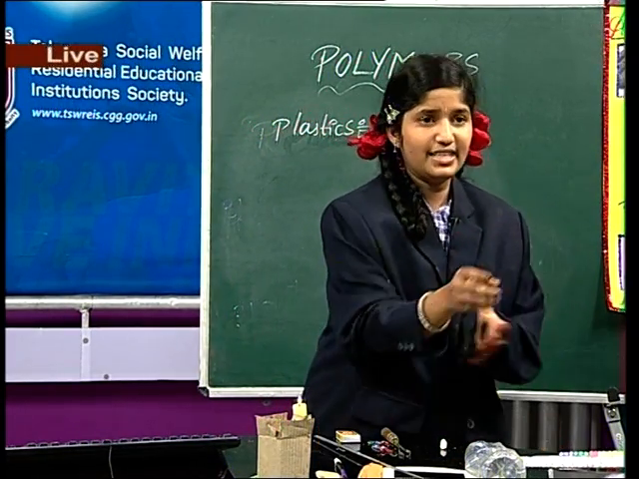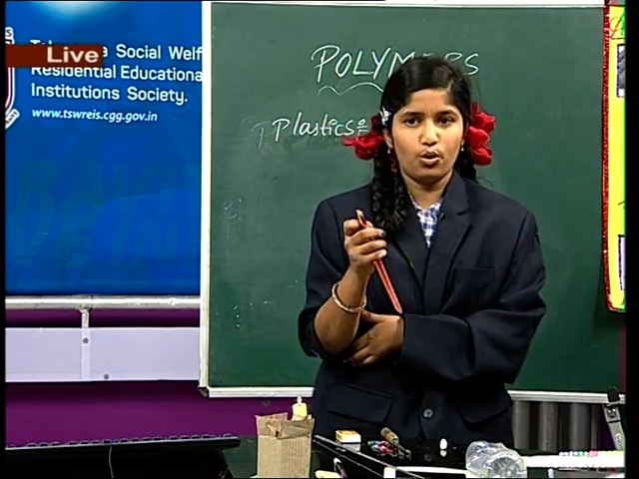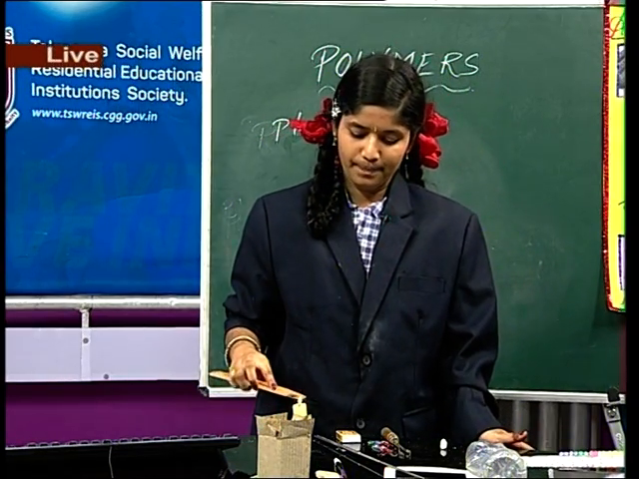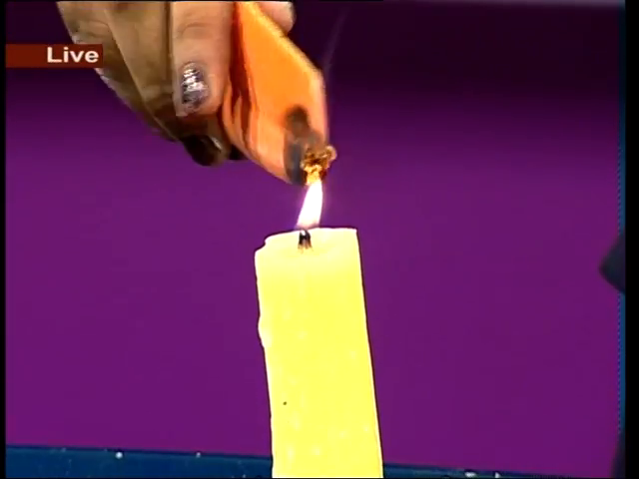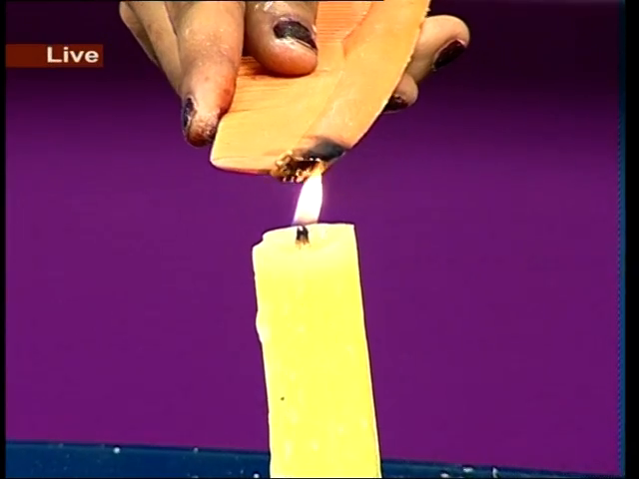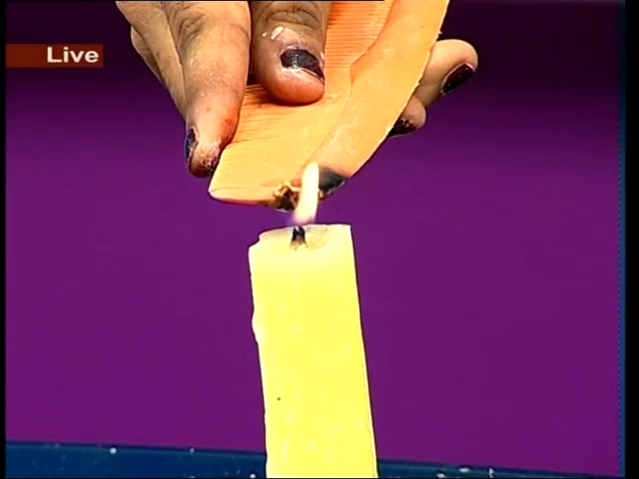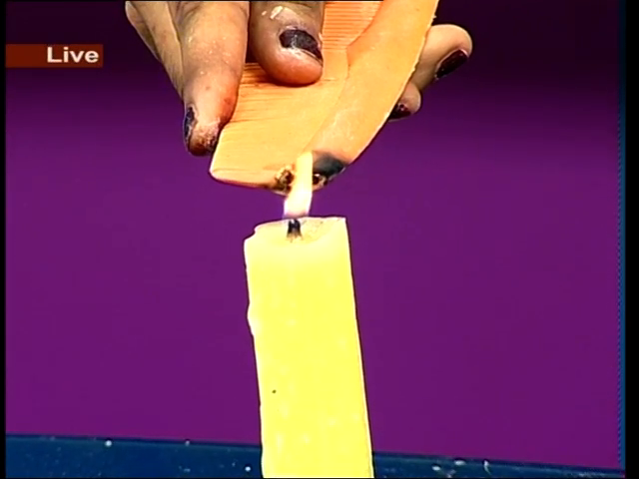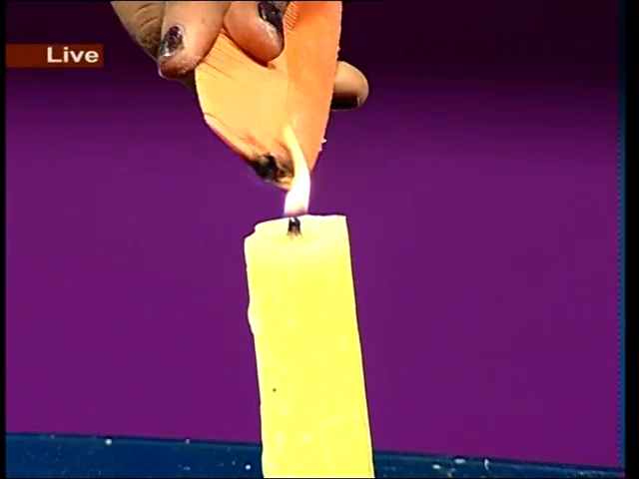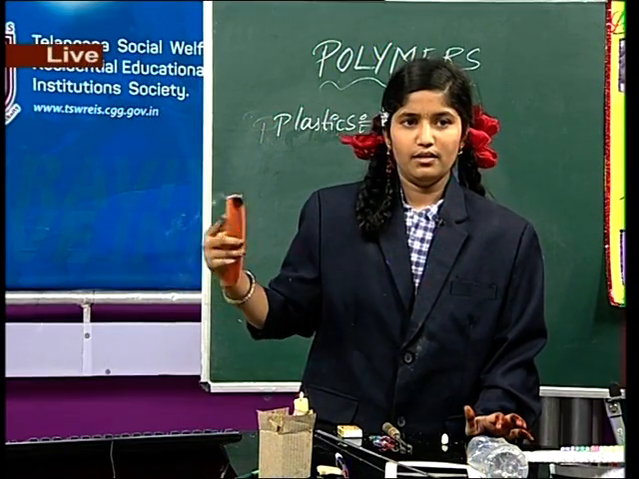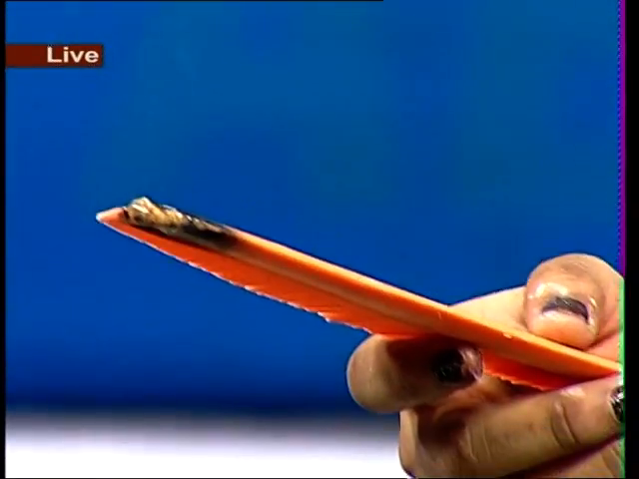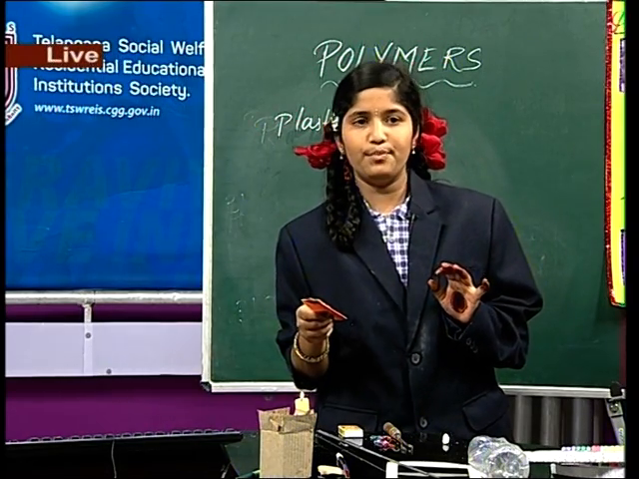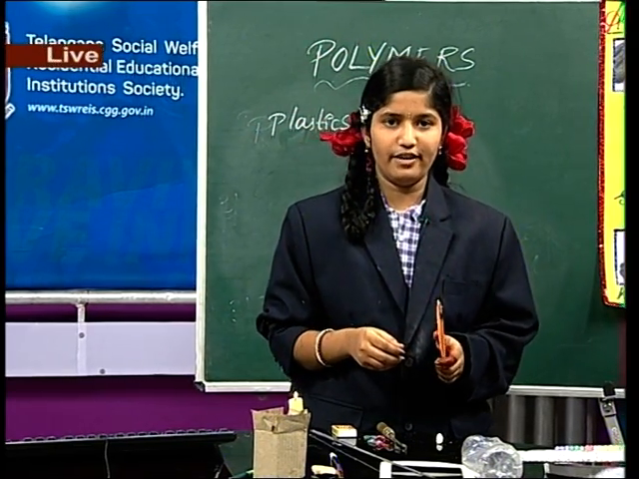We take another object, a comb. See carefully. We burn this comb. Observe carefully friends. The comb is deformed easily. So we can say this is an example of thermoplastic.